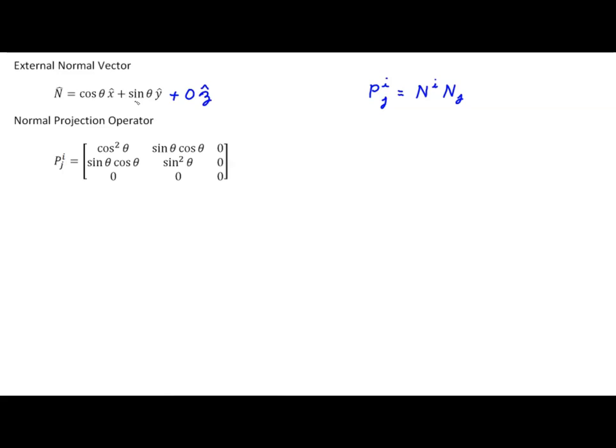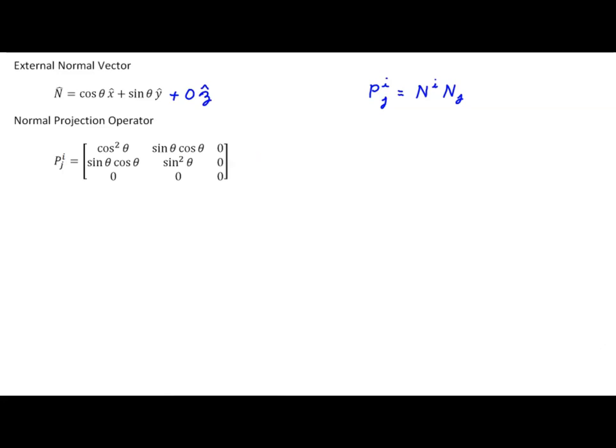So the second row, we'd take n2 times n1 to get this. We'd take n2 times itself to get this, and n2 times n3 to get this one. And then the last row is just n3 times n1, and n3 times n2 to get this, and n3 times itself to get this. So forming this normal projection operator is a pretty trivial exercise. This is the result for the cylindrical surface.